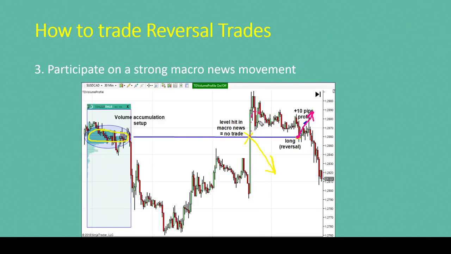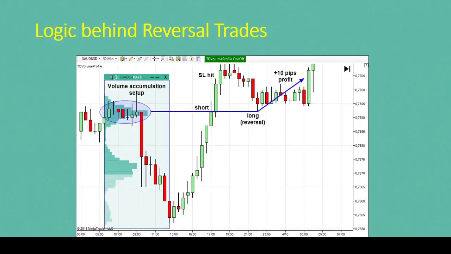You don't usually want to go against a macro news candle like this one. These are strong buyers pushing the price aggressively upward. So you don't want to go against them. That's why you don't enter a short. But you want to enter a long because you want to join them. Alright, I hope that makes sense.